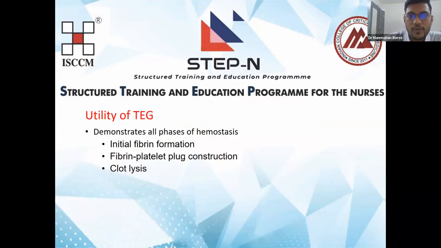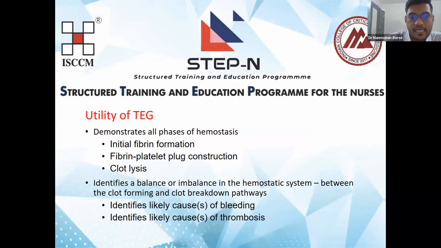What is the utility value of TEG? It demonstrates all phases of hemostasis. It demonstrates the initial fibrin formation, the platelet and fibrin interaction and plug construction, and the clot lysis. It identifies the balance or imbalance in the hemostatic system. Okay. It can identify the cause of bleeding, or it can identify the prothrombotic state as well. Okay, that's a big advantage of TEG.